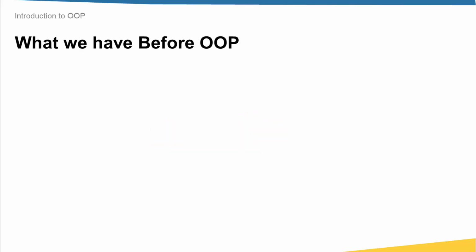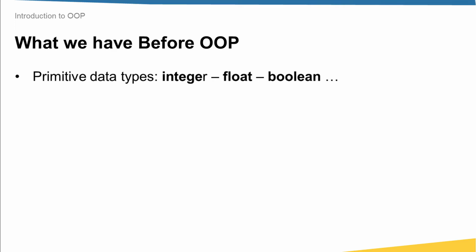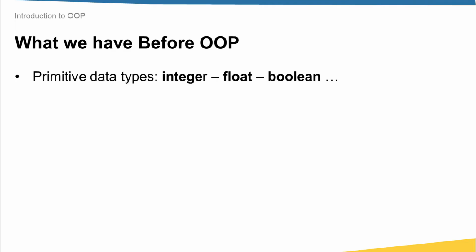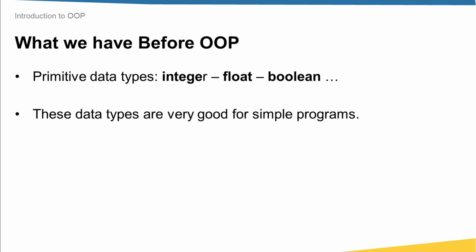So what did we have before OOP? Actually, in the past, when programming languages appeared, they supported what we call primitive data types or simple data types, like integer, float, or boolean, etc. There are other types. These types are very good for simple programs, like if I want to add one number to another. And these data types are good for any arithmetic operations.